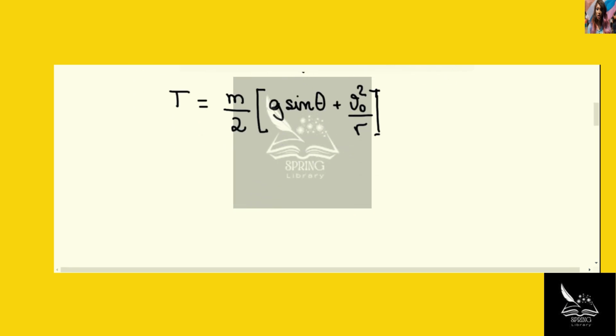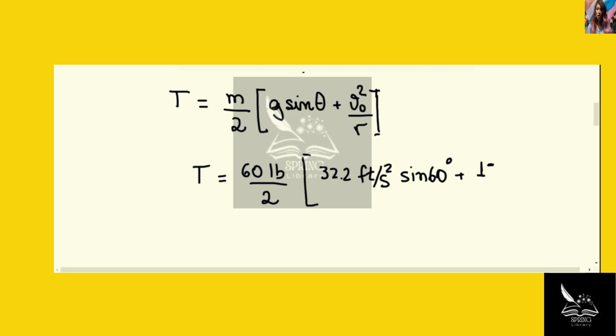Now m is 60 pounds, g is 32.2 feet per second squared. Then we have to multiply by the sine of 60 plus 15 feet per second, all of this squared divided by r, which is equal to 10 feet.